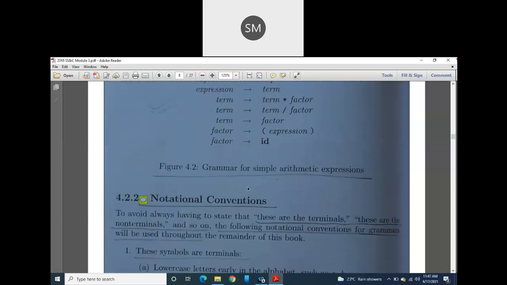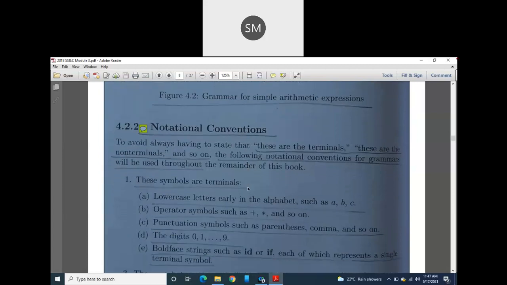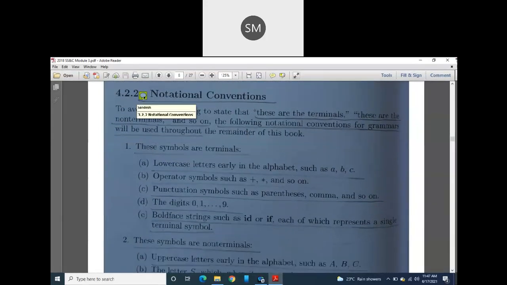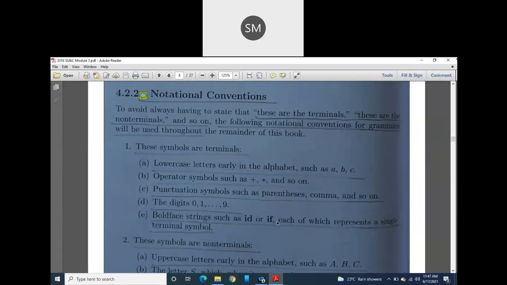Now let us go to the next topic, 3.2.2 in my notes, that is notational conventions. It means that in our grammars, wherever again and again we are telling, this is a terminal, this is a non-terminal, instead of saying these things again and again, we just want to denote them with some symbols. So by looking at those symbols only, you will automatically understand that, oh, it is a terminal, oh, it is a non-terminal, like that.